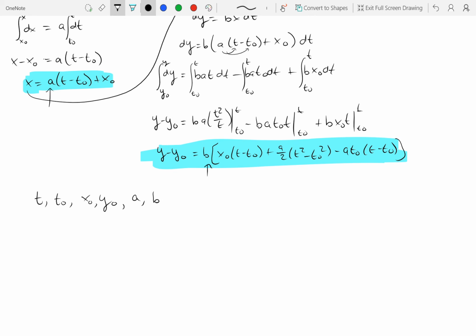So once we plug in a's, b's, t's, t naughts, x naughts, and y naughts, we should be able to get x is equal to 5 from this equation, and y is equal to 10.25.